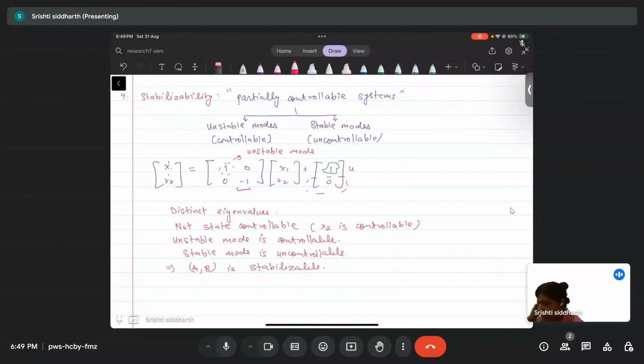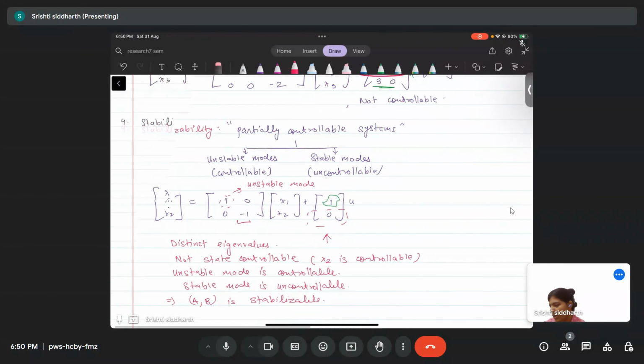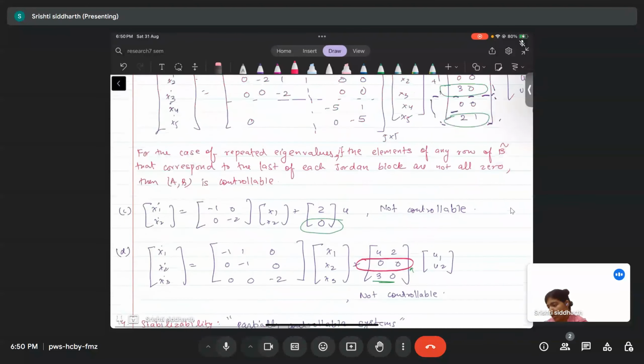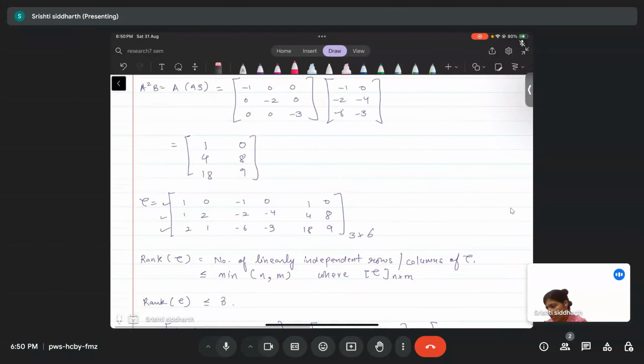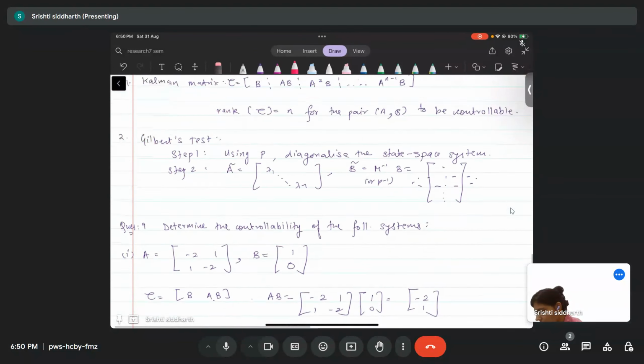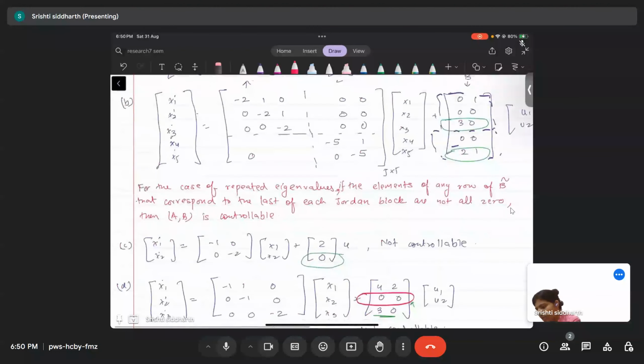Okay, so if you need to comment on whether a system is partially controllable or not, you can first diagonalize the system and then look at this B tilde matrix. So in the case of repeated eigenvalues, we have already seen the condition when the system is controllable or when that particular state is controllable or not. I think we have written this. Yeah, right.